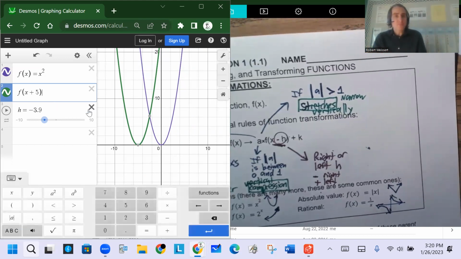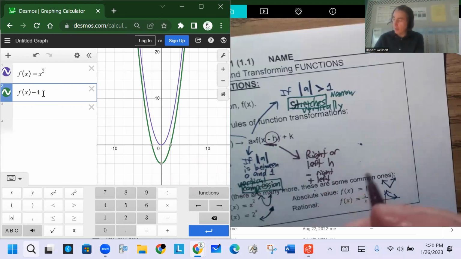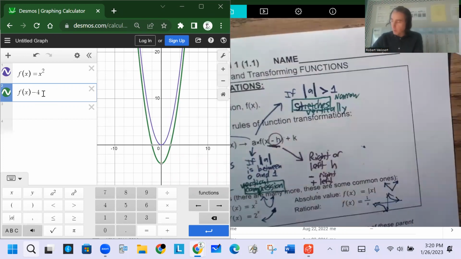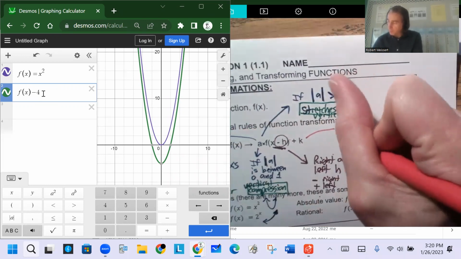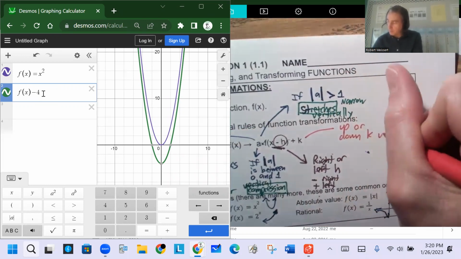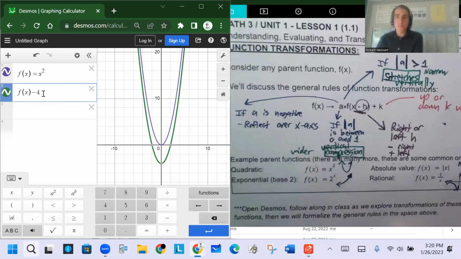And finally, if I go on the outside and I say plus 2, that's going to take it up 2. And if I do minus 4, that's going to take it down 4. So up and down is basically what's happening on the outside. So out here, this is going to be up or down k units. So those are your basic movements here.